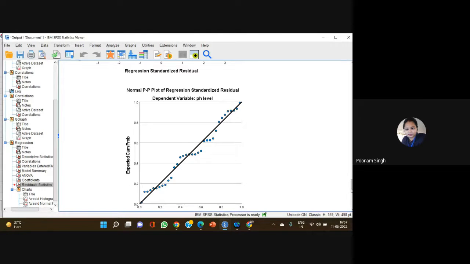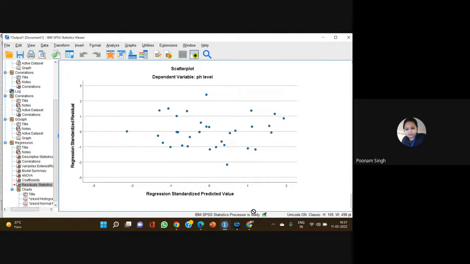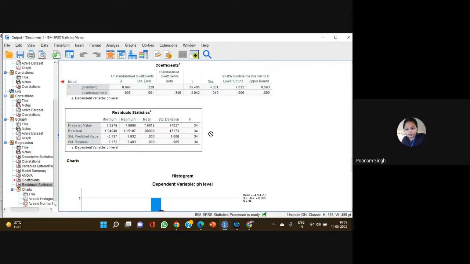To check this, we will see the scatter plot of the standardized predicted value versus the regression standardized residual. And if there is no pattern, as we can see, there is no pattern, values are scattered around. If an elliptical type of pattern is shown, then we say that they are related. Here they are not related. Okay.